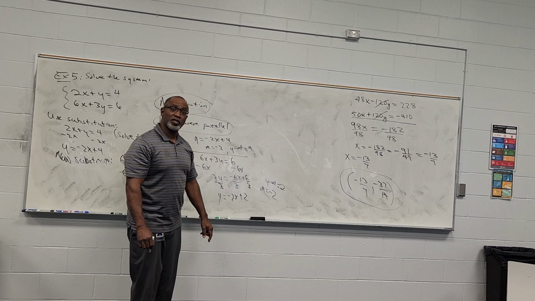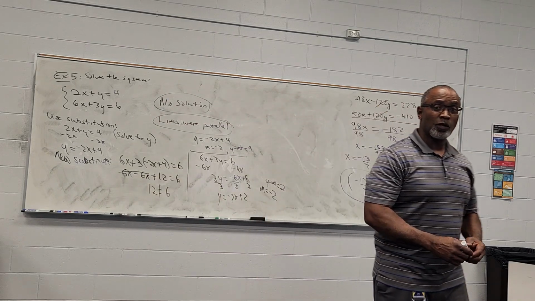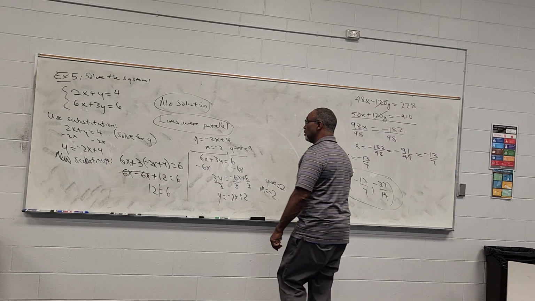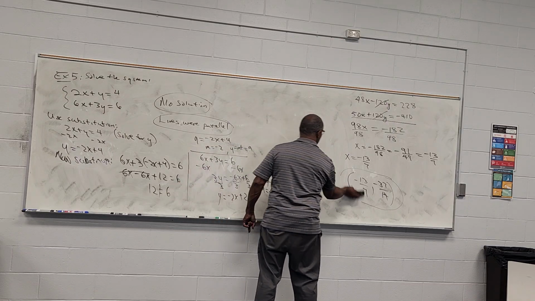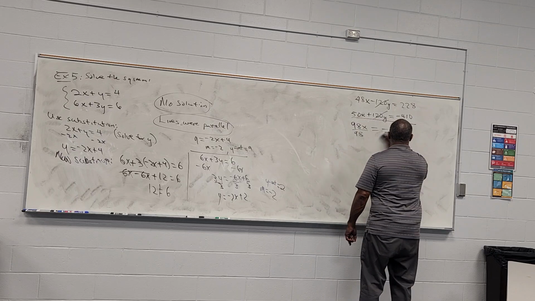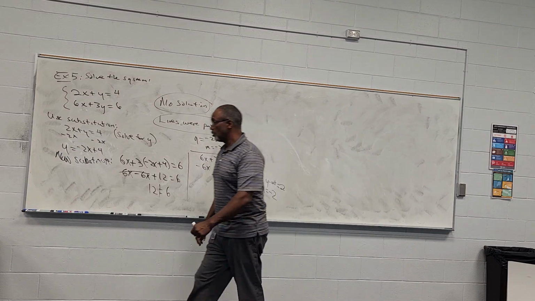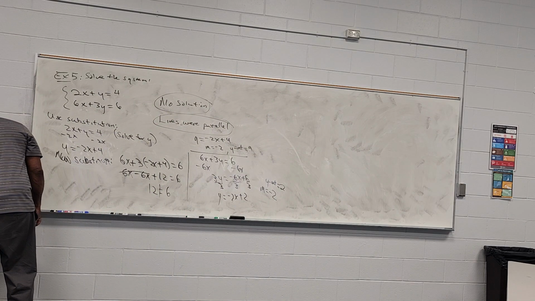So it has the same slope but different y-intercepts. That's exactly what parallel means. So those 2 lines never intersect, and hence there's no solution to the system. So don't forget that. And the way you'll know is when you go through your solving process, if the variables go away, but you get a false statement, that means there's no solution. That's your hint that there's no solution to the system. Okay?